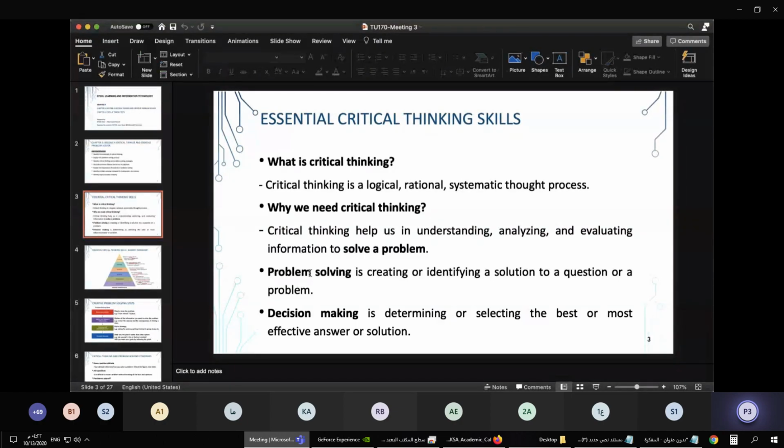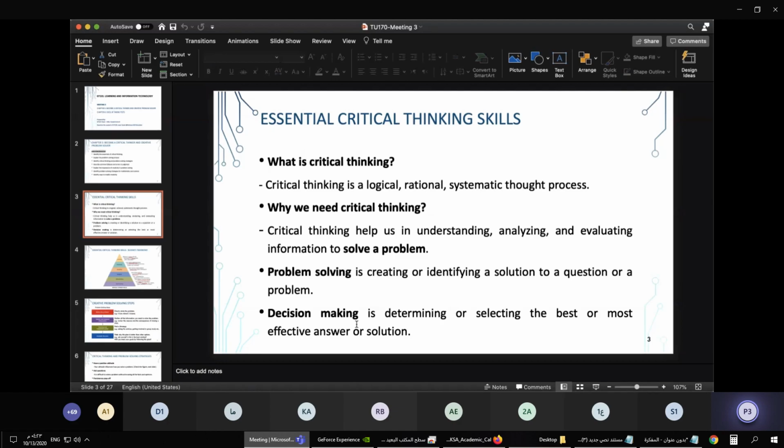Anyone have an idea about solving a problem in a critical thinking way, or what is critical thinking? Can contribute in the discussion. It's like to be a creative thinking, creative mind. Yes. Logical, rational, systematic, creative in a process, in a system way.